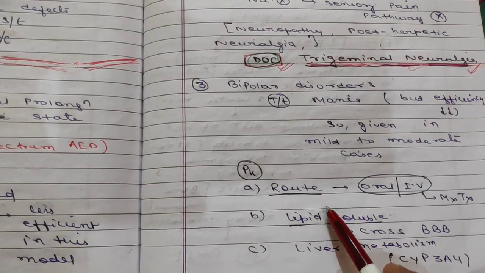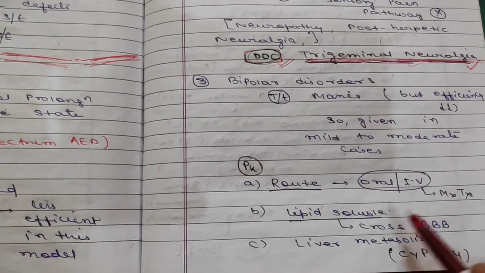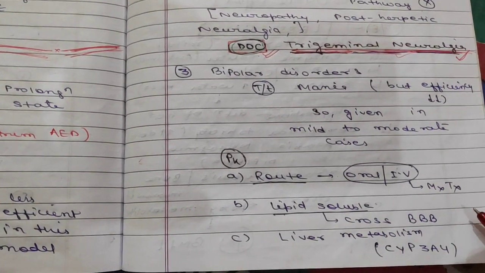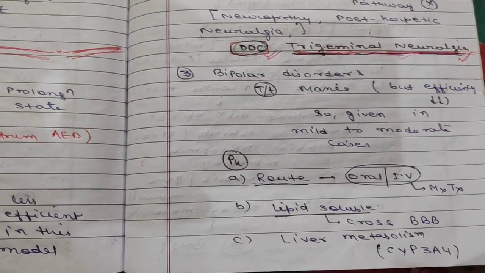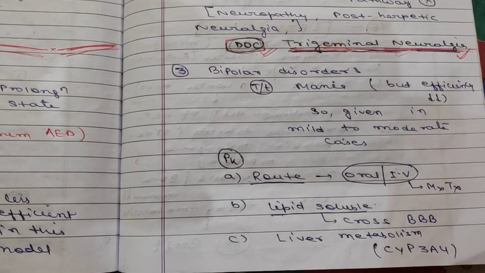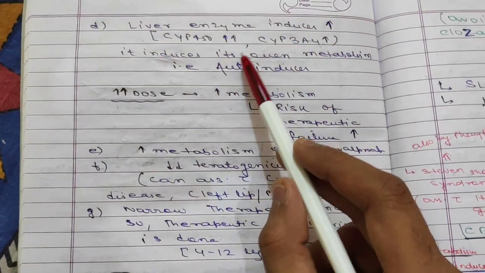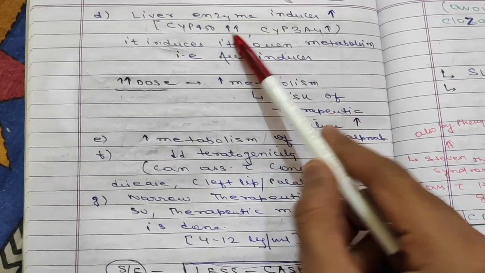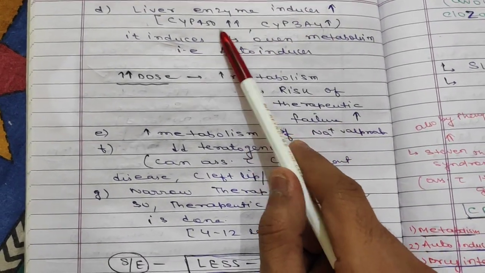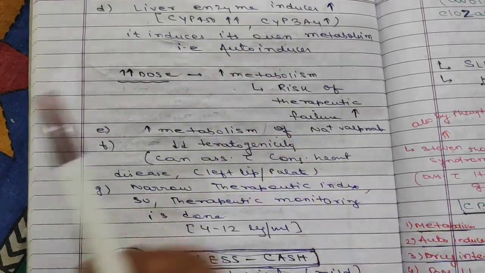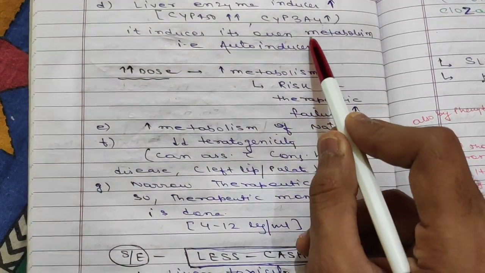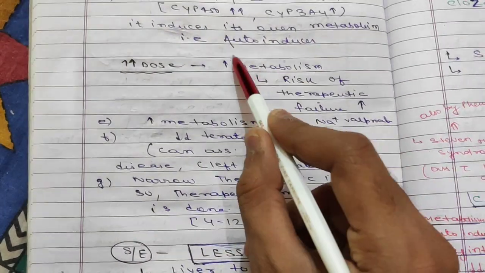Now pharmacokinetics. You can give it through both oral or IV route. It is lipid soluble, so it can cross the blood-brain barrier. It undergoes liver metabolism by the enzyme CYP3A4. It also induces liver enzymes. Okay, liver enzyme inducer property it has, CYP450 inducer. And one important MCQ question, that it also induces its own metabolism. So it is known as an autoinducer.